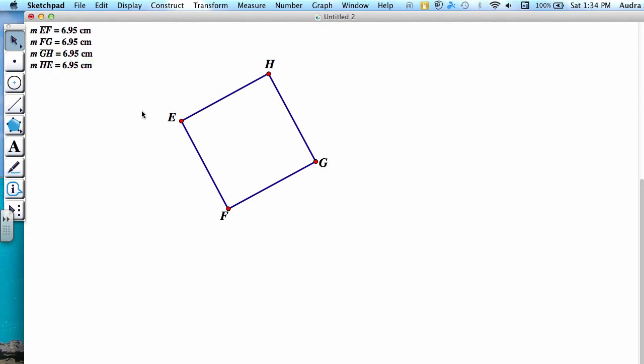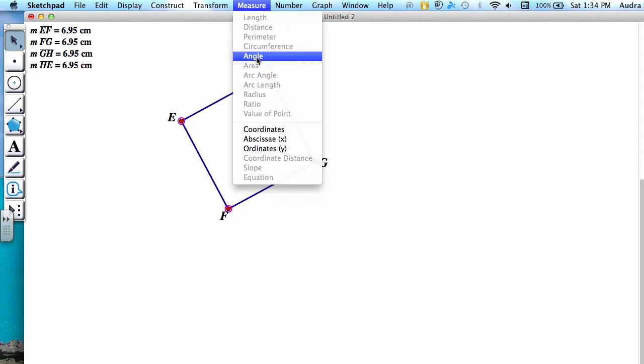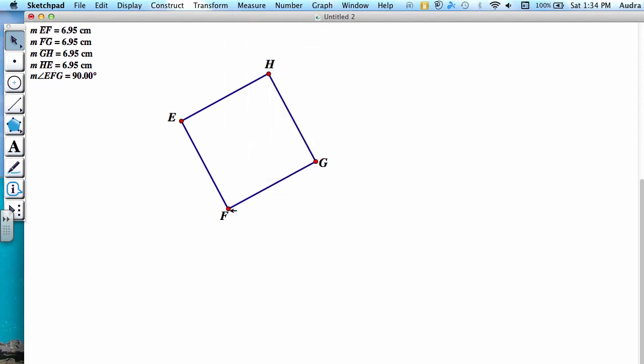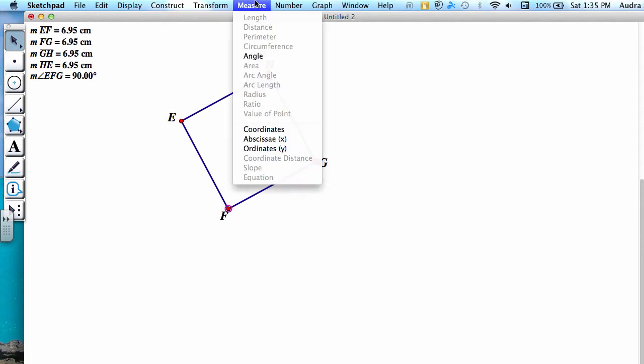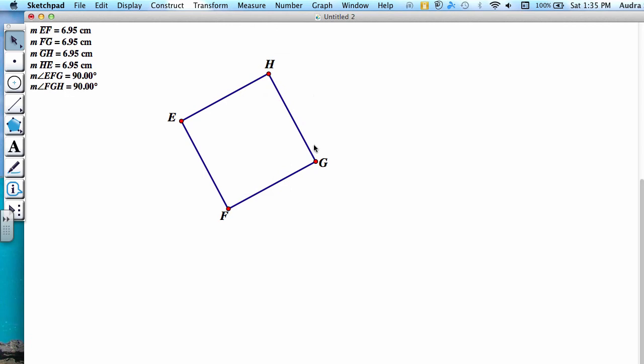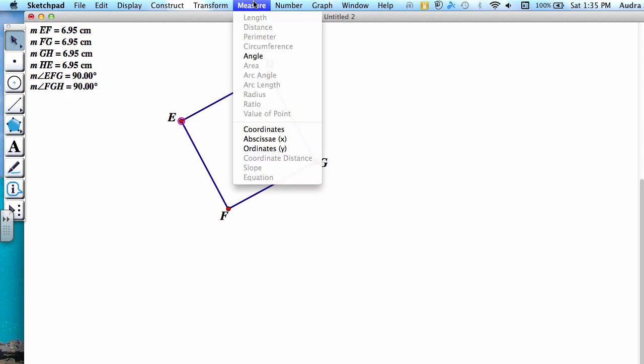And now let's do each angle individually. In order to do so, select three points at a time. So I'm going to measure angle EFG first, and go to Measure, Angle. And so far that's 90 degrees. Now I'm going to do FGH, measure angle, also 90. And I'm going to continue to do the last two.